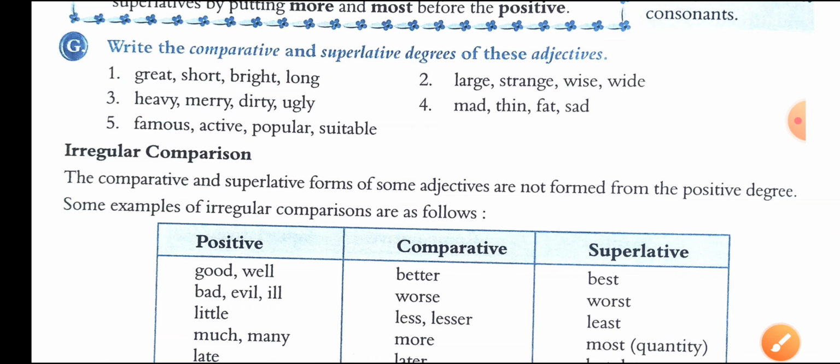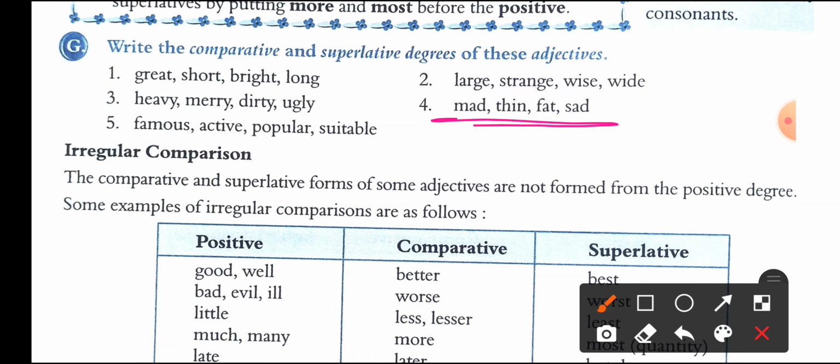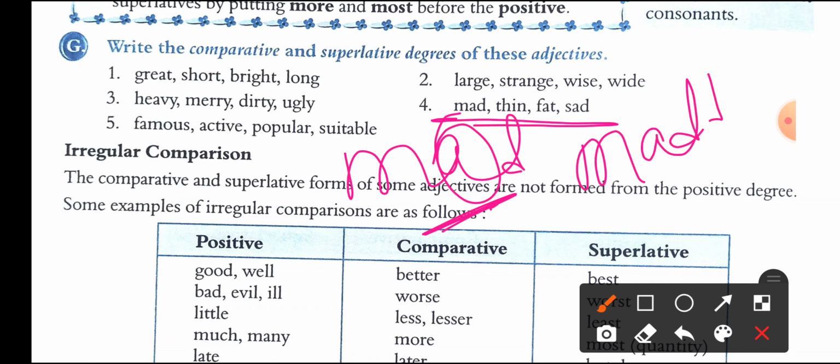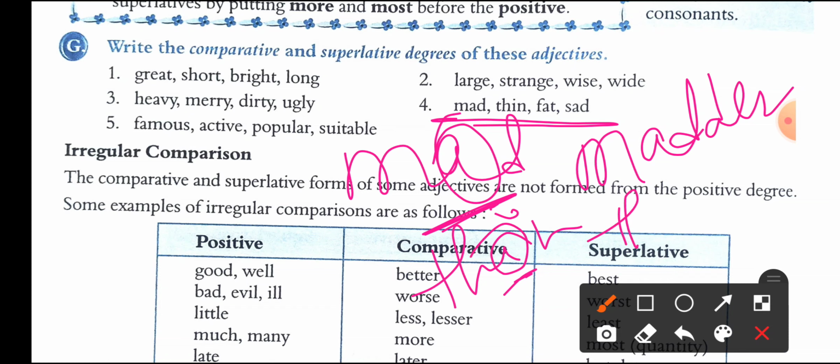Next is the fourth, and the fourth has the second last letter like in MAD, mad. So what is the second last letter? Vowel. So what do you have to do? The last letter you have to double: madder, maddest. Thin, THIN. The second last letter, once again is I, that is a vowel. So the last letter will be doubled here: thinner and thinnest. Fat, fatter, fattest.